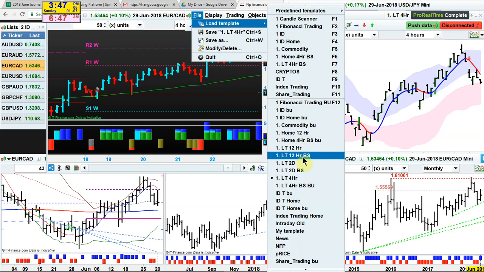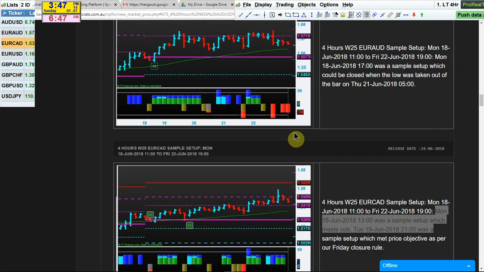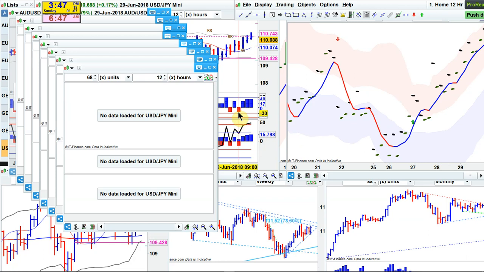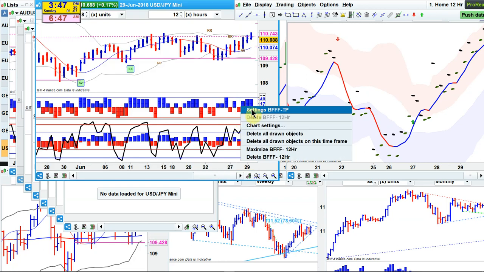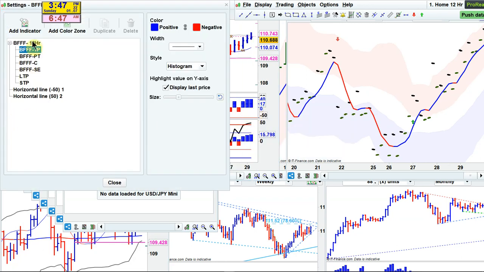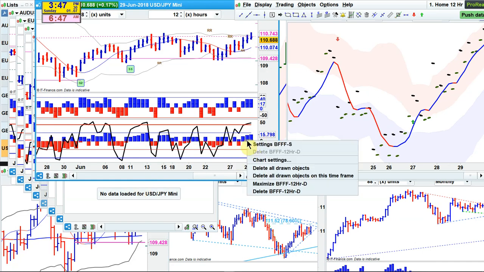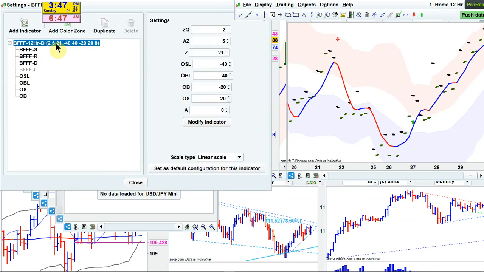12 hourly. So what Puru is asking, to put the 2D and the 12 hourly same. So what can be done here? You go to 12 hourly. My goodness, what is this? Okay, right click here and then go to BFFF 12 hour and then select set as default. BFFF 12 hour. And then this one here, BFFF 12 power D, set as default, okay.